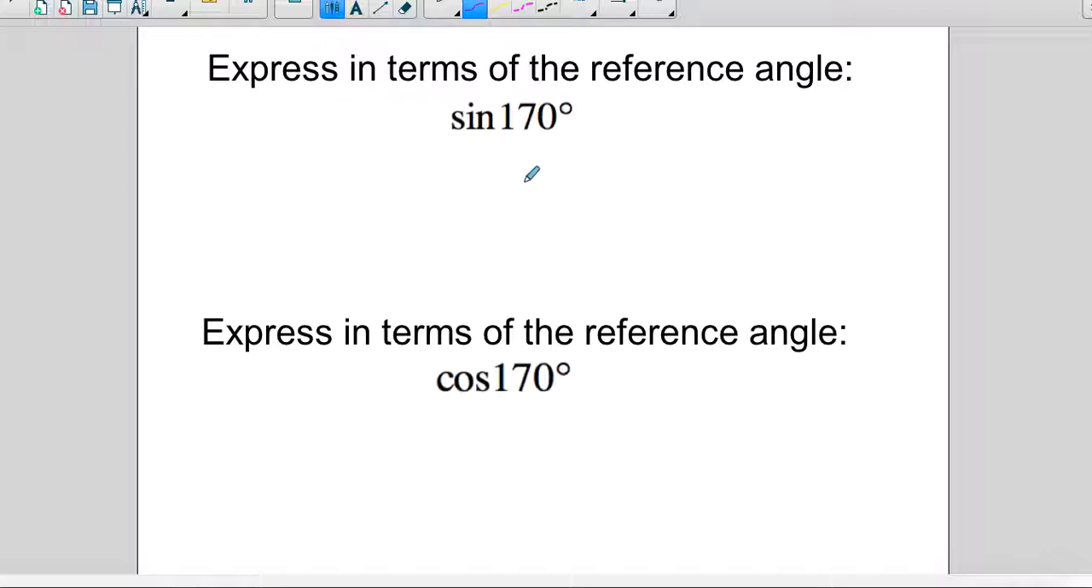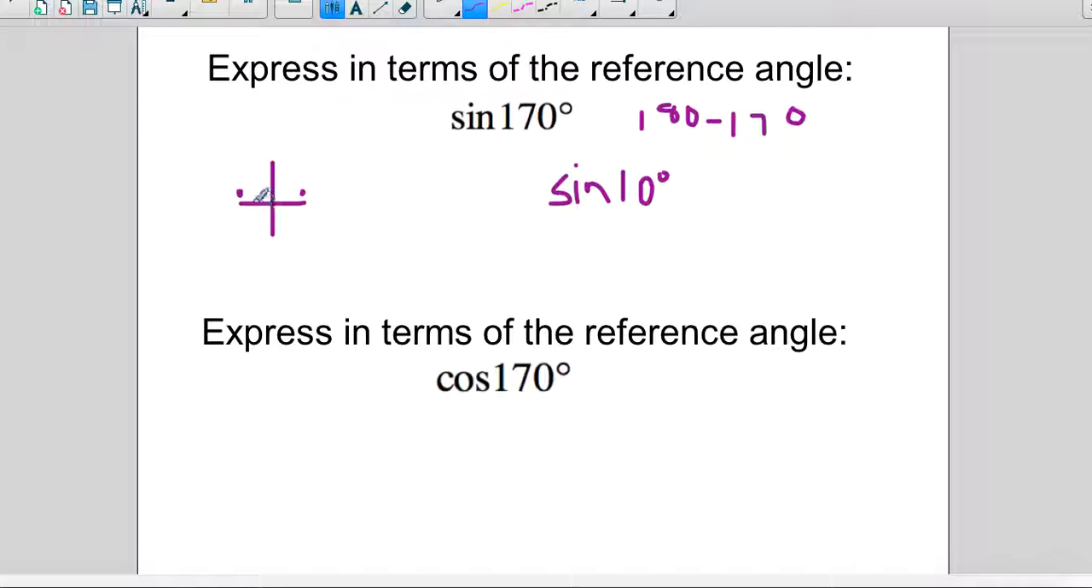All right, so sine of 170, it's kind of similar to the 135. The reference angle is 180 minus 170, which gives you 10 degrees. So this would be sine of 10 degrees, and that's it. There is no sign change that you need, because at 170 degrees the y is positive, and it's the exact same values as at 10 degrees, so there's nothing that you need to do here.